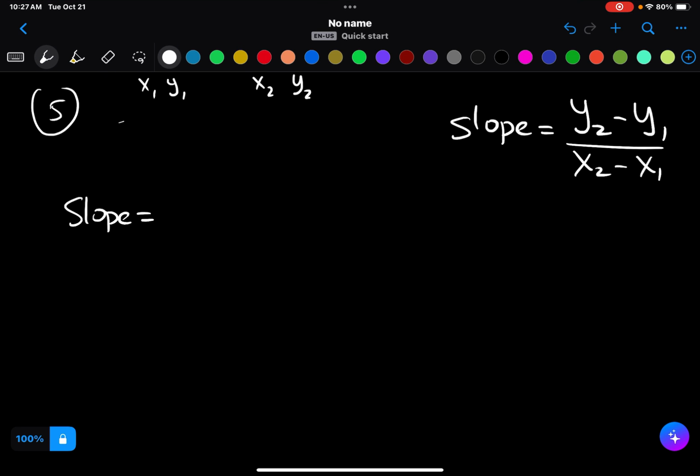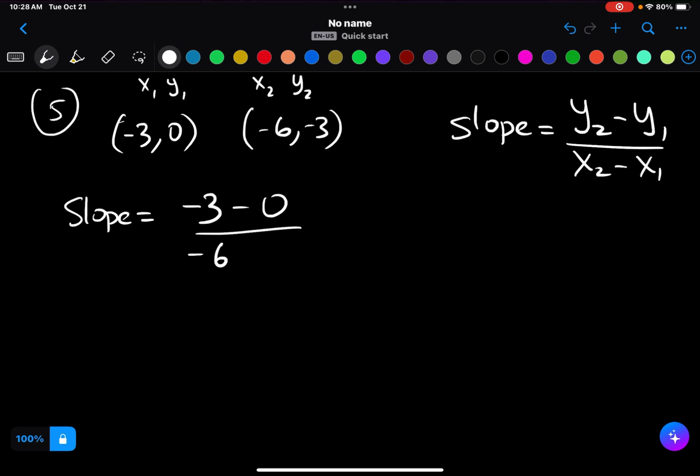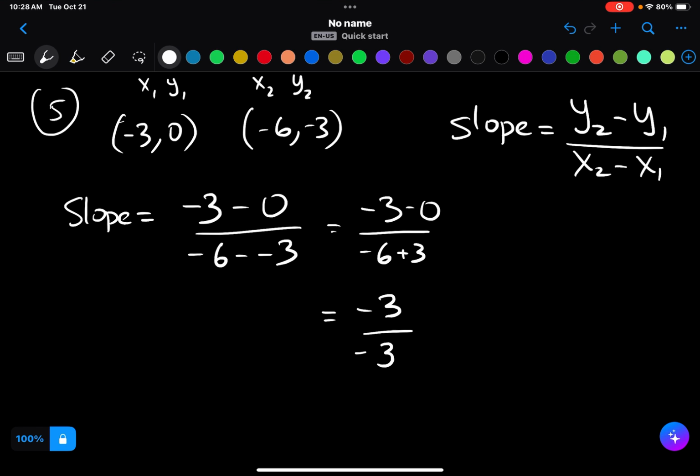So for number 5, you have 2 points, which are negative 3, 0, and negative 6, negative 3. So let's plug it into the slope formula. So it'll be y2, which is negative 3, minus y1, which is 0, and then x2, which is negative 6, minus x1, which is a negative 3. So it'll be negative 6 minus a negative 3. So that's going to be negative 3 minus 0 over negative 6 plus 3, which is simply negative 3 over negative 3. Yeah, that's what it comes out to be.